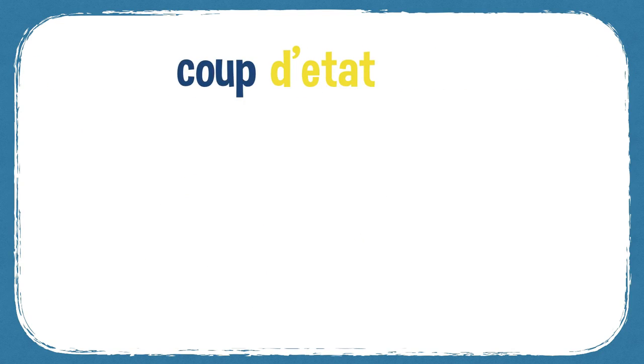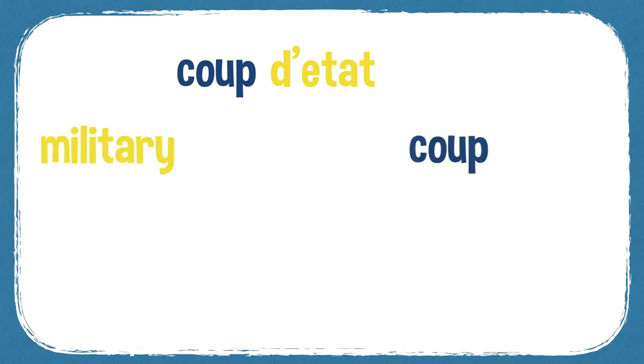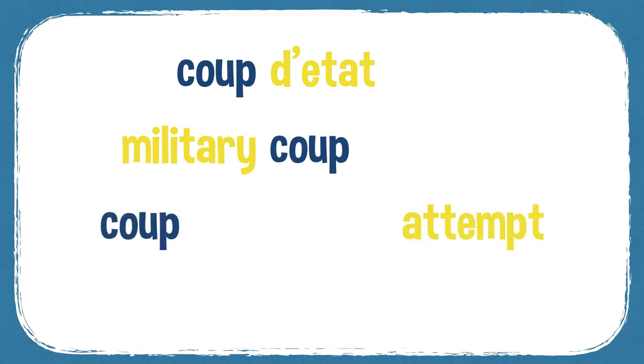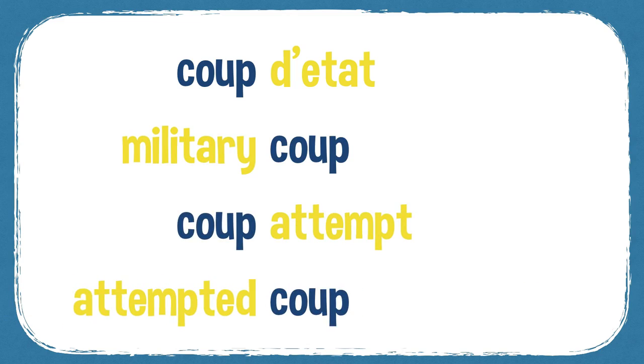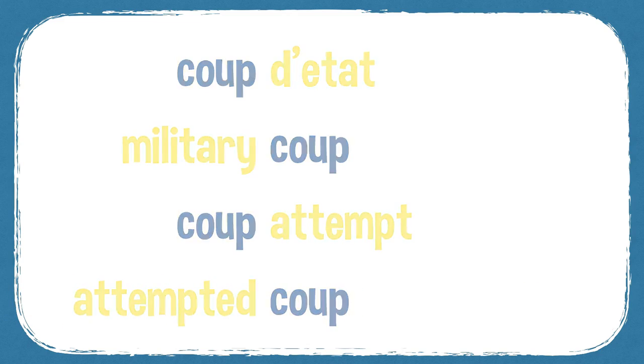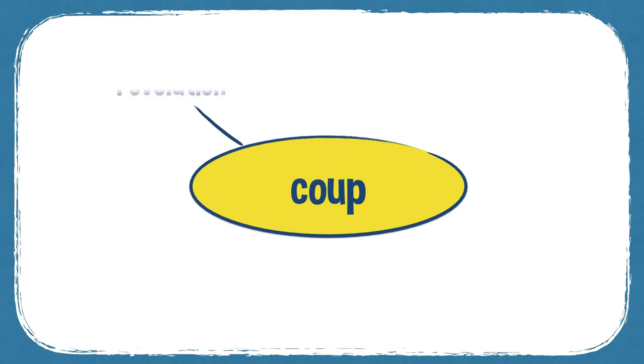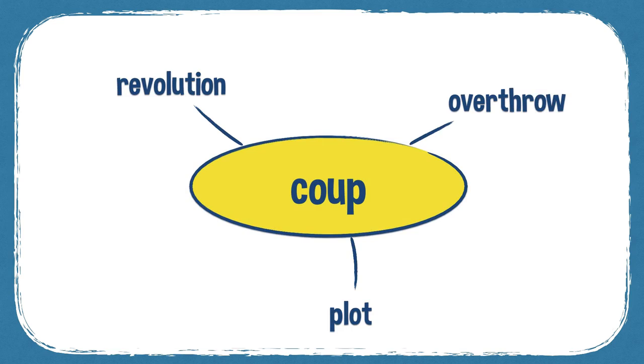So here you have coup d'état, military coup, a coup attempt, and an attempted coup. And some synonyms for the word coup: revolution, plot, overthrow. So note with the pronunciation of coup, you don't sound the P at the end. Coup.